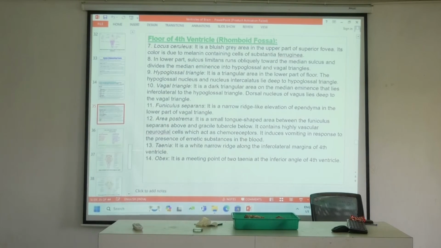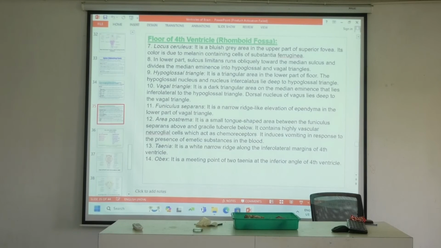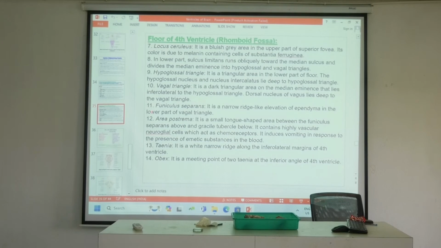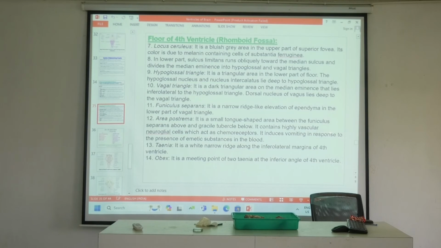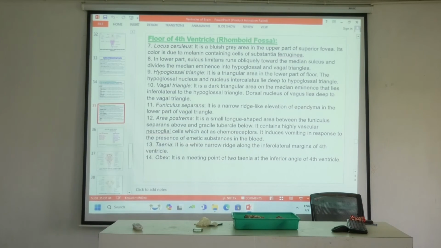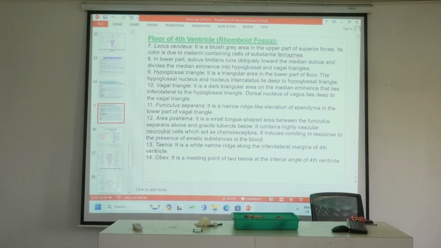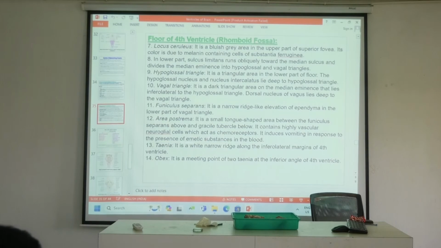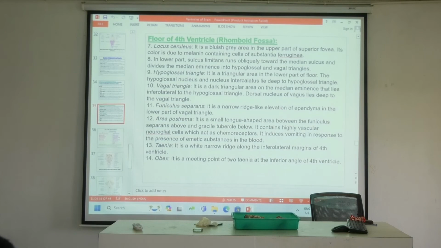Next is the area postrema. It is a small tongue-shaped area between the funiculus separans above and the gracile tubercle below, and it contains highly vascular neuroglial cells which act as chemoreceptors. It induces vomiting in response to the presence of emetic substance in the blood. Okay, so that's why it is important.